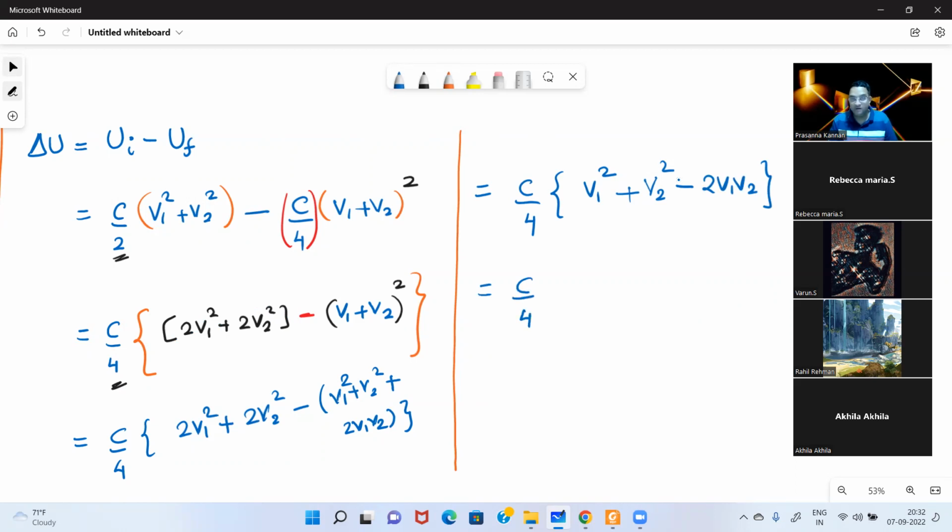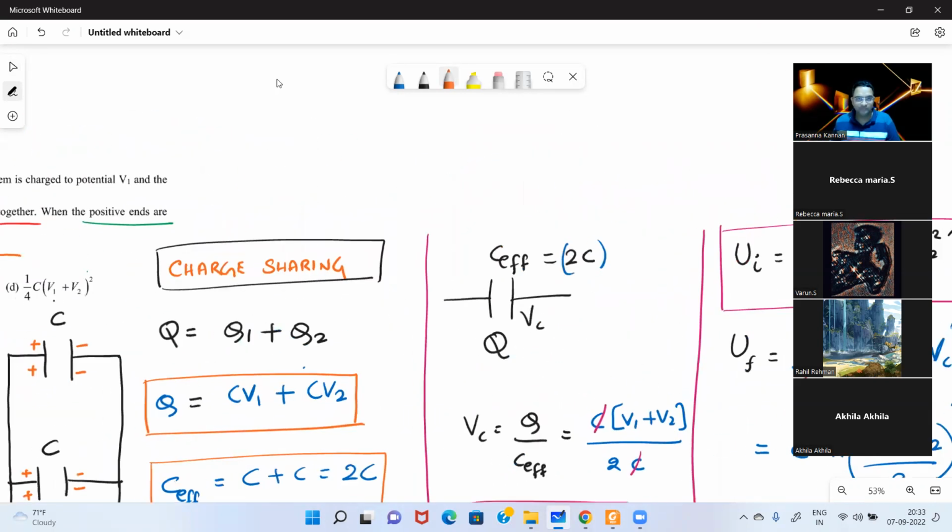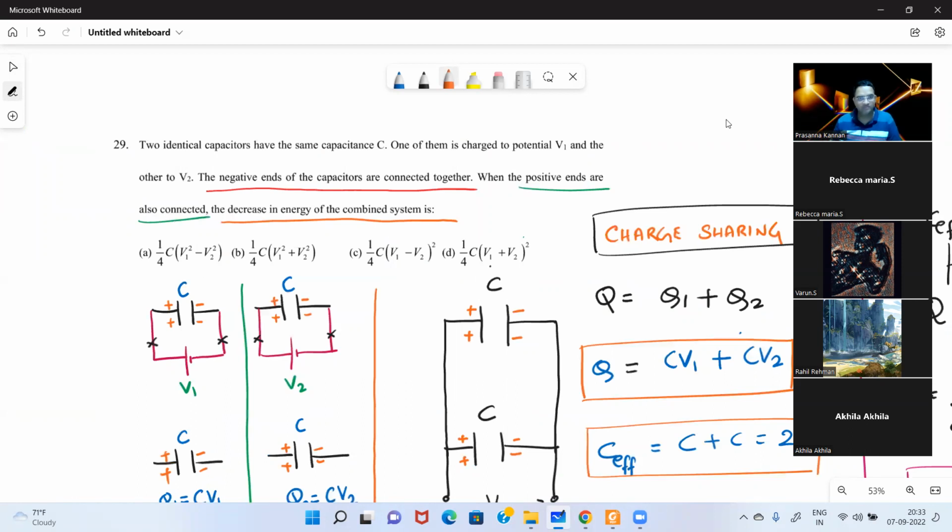So this will be nothing but A square plus B square minus 2AB, which is V1 minus V2 the whole square. So delta U is equal to C divided by 4 into V1 minus V2 the whole square. This is going to be the expression for decrease in energy. So which answer is correct? It will be the third option. Okay. Third option. Yes. Now I'm going to give you some time for taking down both the questions.